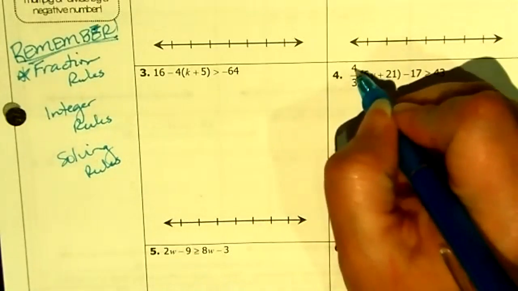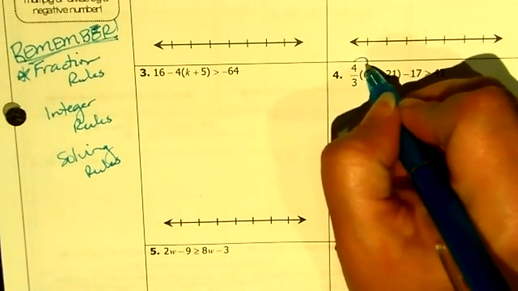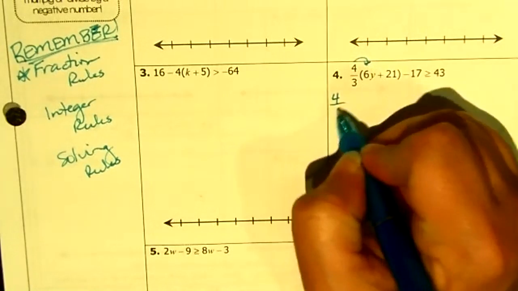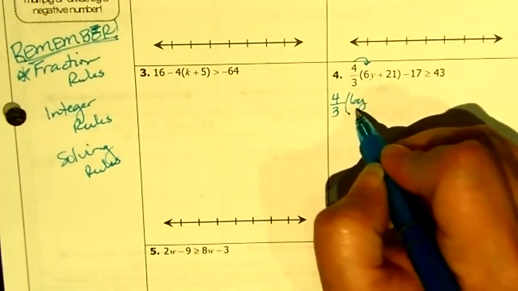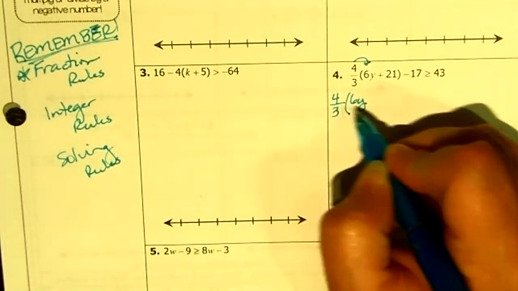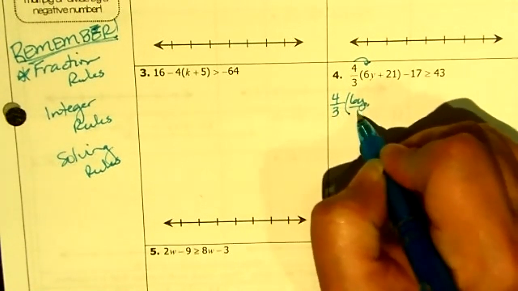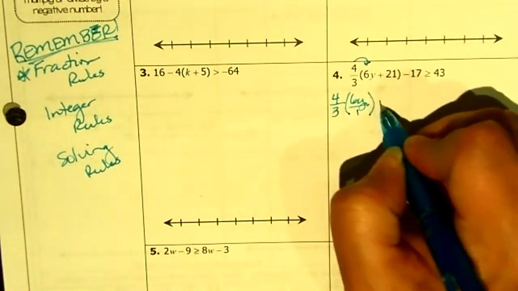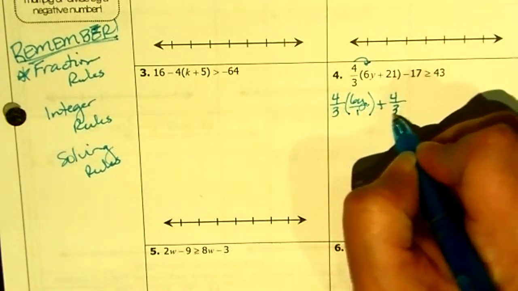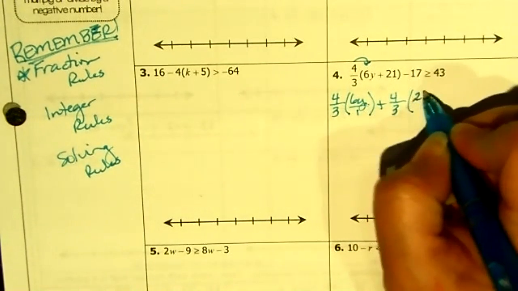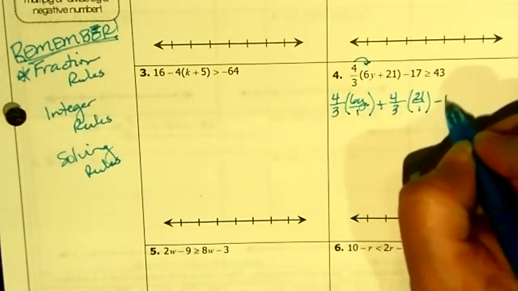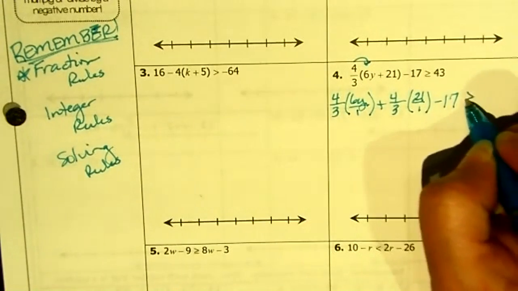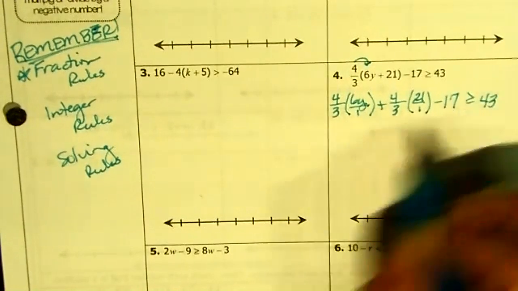Because it's on the outside, we're distributing. So that means I'm doing 4/3 times 6y. I'm putting it as a fraction because I'm multiplying by a fraction. So this is the same as having 6y over 1 plus 4/3 times 21 over 1 minus 17 is greater than or equal to 43.